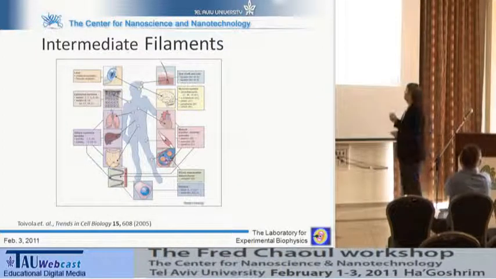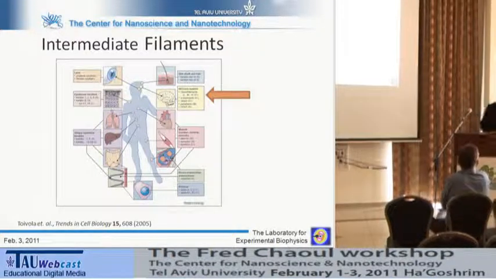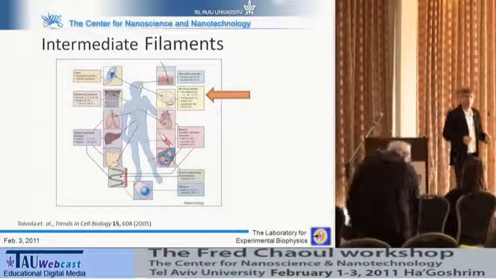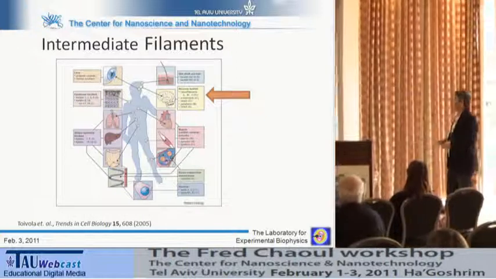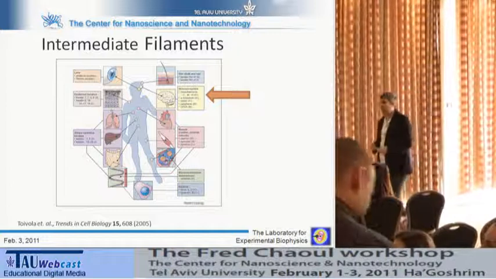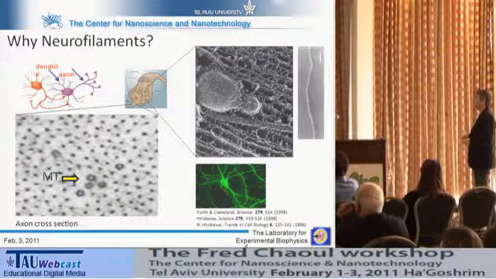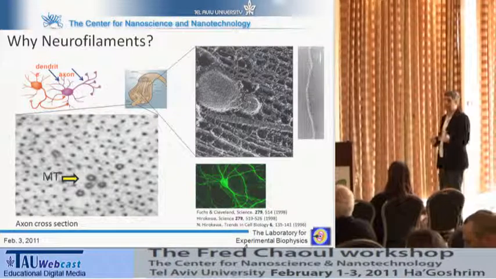I'm going to concentrate on one type of filaments which are found in the nervous system, and they are called neurofilaments. And they are not just one type of building block for these filaments. There are three different types of building blocks, and we're going to talk about them. Now, why neurofilaments? Why are they even interesting?